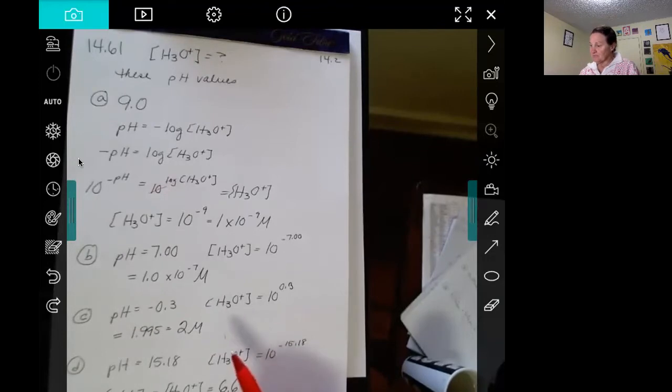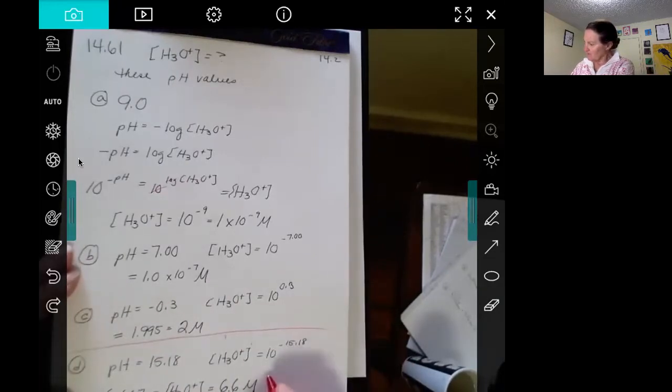The next one is a pH of 15.18. I feel like something is wrong with that. That one can't be right. It has to be a solution that's basic. So I'll have you check that one, but we should have a very, very low H3O+ concentration. 10 to the minus 15 should not be 6.6. I guess I do have my calculator right here. I'll just redo that really quick.